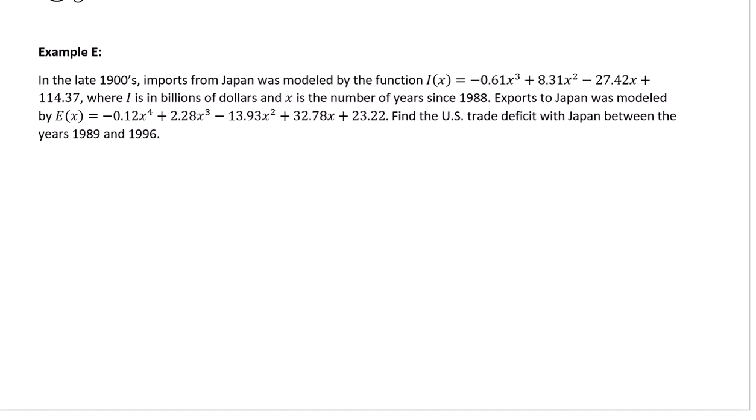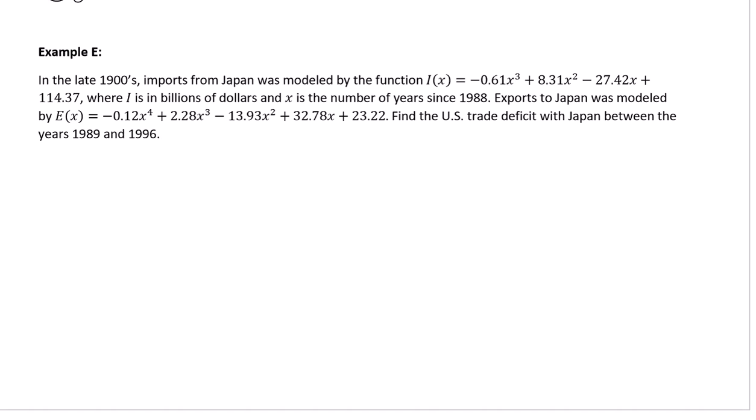Exports to Japan was modeled by E of X equals negative 0.12 X to the fourth plus 2.28 X cubed minus 13.93 X squared plus 32.78 X plus 23.22. Find the U.S. trade deficit with Japan between the years 1989 and 1996.